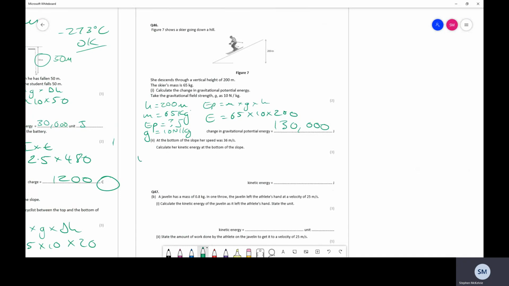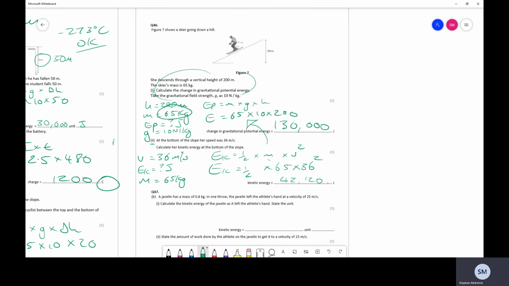At the bottom of the slope, her speed, velocity, is equal to 36 meters per second. Calculate her kinetic energy at the bottom of the slope. I don't know how many joules this is going to be, but I do know that her mass is 65 kilograms, because I know the equation for kinetic energy is equal to a half times mass times velocity squared. So I get the mass from up there, the other question. It says there the mass is 65. This is part 2 of the same question, so I can use these units unless something changes. EK is equal to a half times 65 times 36 squared. 0.5 times 65 times 36 squared is equal to 42120.